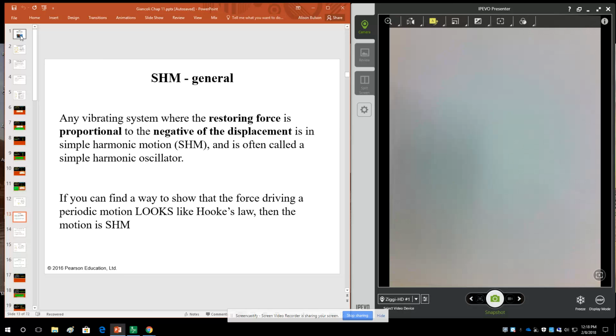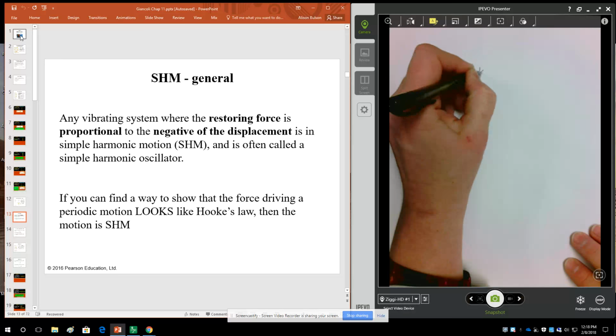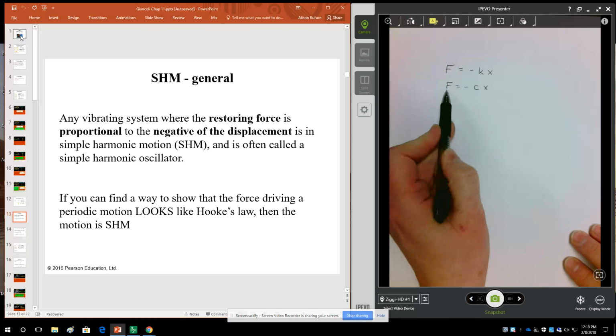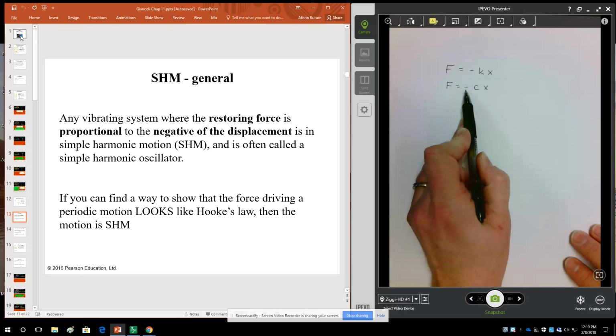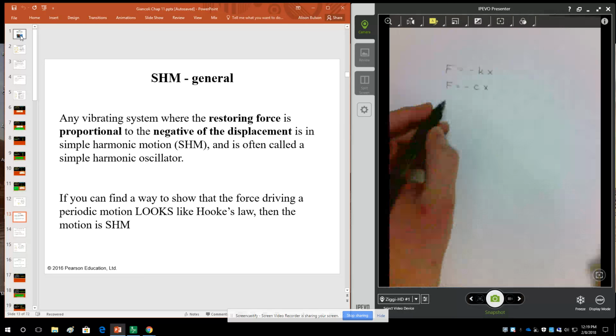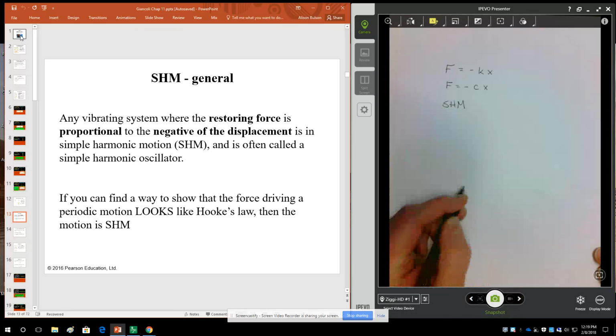So in general, any vibrating system where the restoring force is proportional to the negative of the displacement is in simple harmonic motion and is often called a simple harmonic oscillator. So the thing is, if you can find a way to show that the force, whatever that force may be, driving a periodic motion looks like Hooke's law, if it has a form like F equals negative kx, or maybe F equals negative constant times x, and maybe that's y, maybe that's r, but as long as force is proportional to position, but restoring, so backwards, opposite to the direction of stretch or direction of motion, then we consider this to be simple harmonic motion, SHM for short. That's the definition of simple harmonic motion.